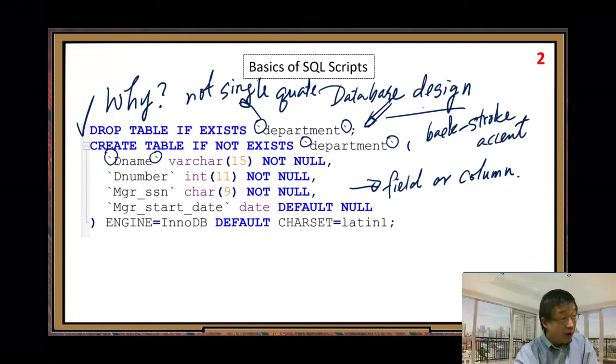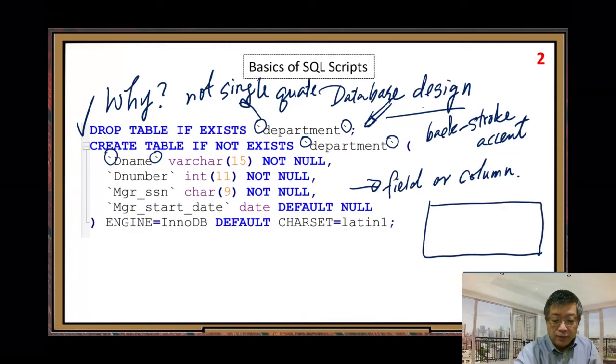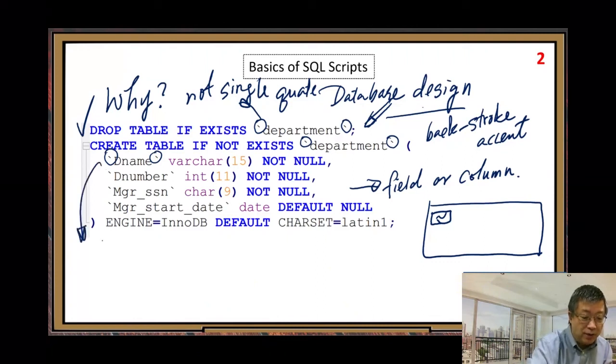Where is it? On your standard keyboard. Suppose this is your standard keyboard. In the upper left corner, you have a tilde, and below the tilde, this symbol. Backstroke accent, like that. Why do we use it? So the question is why we use this symbol here.